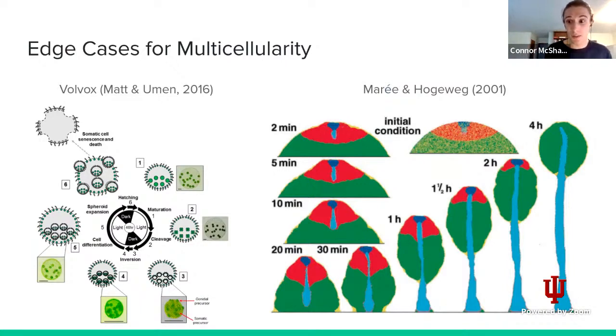Part of the reason I'm showing this is because these are some cases that have been really transformative for how people think about the transition to multicellularity. And the simulation that we're going to talk about actually goes back a step further than this because it does not get to the stage of cellular differentiation.